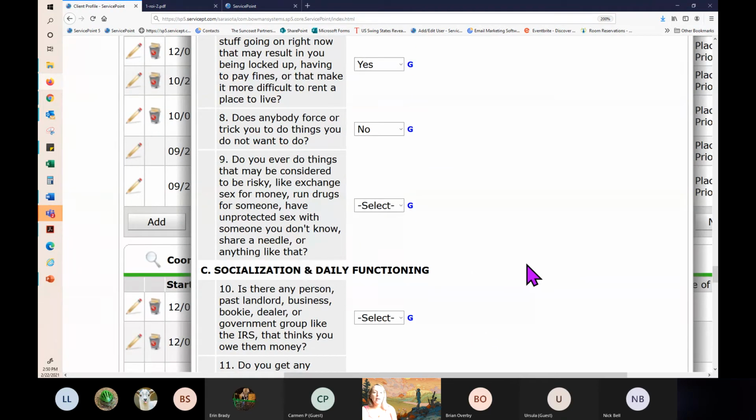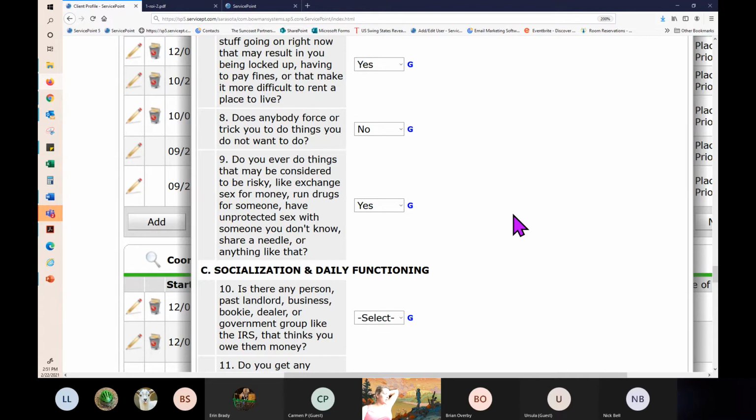Do you ever do things that may be considered risky, like exchange sex for money, run drugs for someone, have unprotected sex with someone you don't know, share a needle, or anything like that? This is where, again, Erin and I were saying these questions are pretty sensitive, and we're trying to get a triage situation going so we can determine how vulnerable the client is.